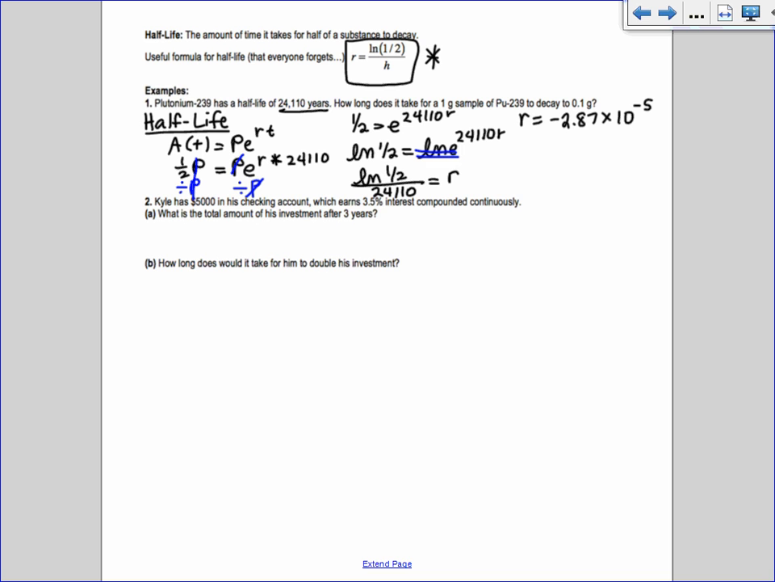All right, so we have our rate. That is a very annoying rate to have because it's not like just 2 where we can just plug in 2, right? Every single time you use the rate, you'd have to write down that nasty number, negative 2.87 times 10 to the negative 5th. We don't want to do that, right? So what we do is we use the store function on our calculator. Do you guys remember how to do that?